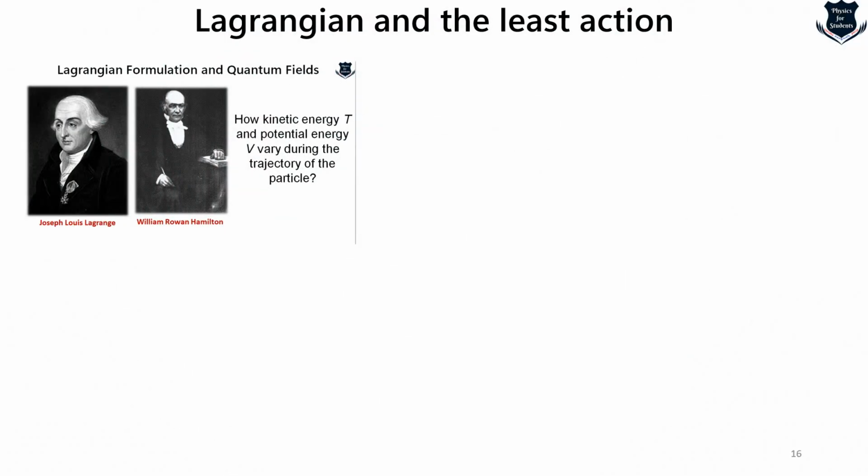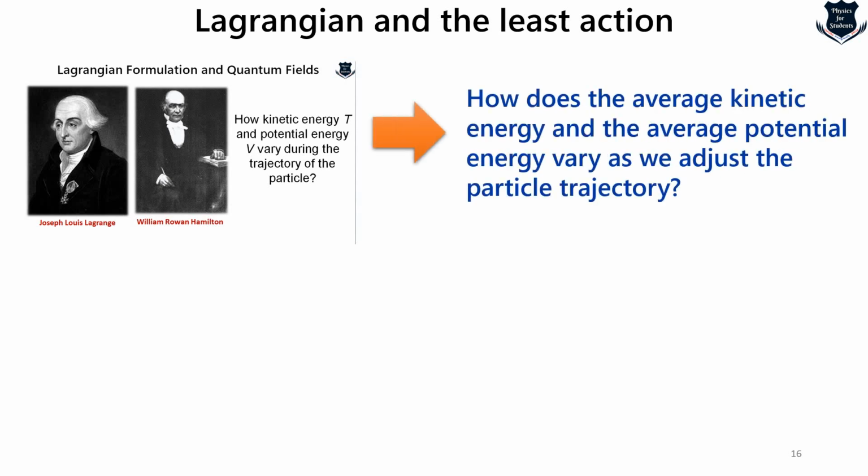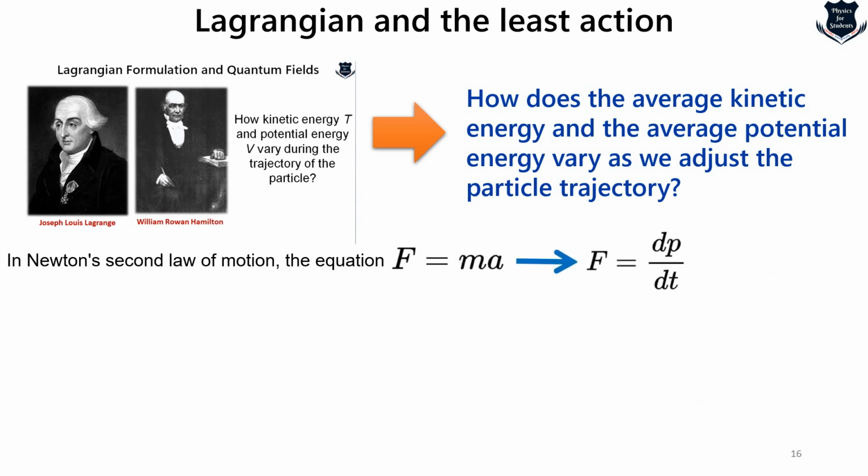So this is what we left, right? How kinetic energy T and potential energy V vary during the trajectory of the particle. And this was the question. Now I would like to take a quick look back into Newton's second law of motion, which is F equals ma. And I can rewrite this as F equals dp by dt.